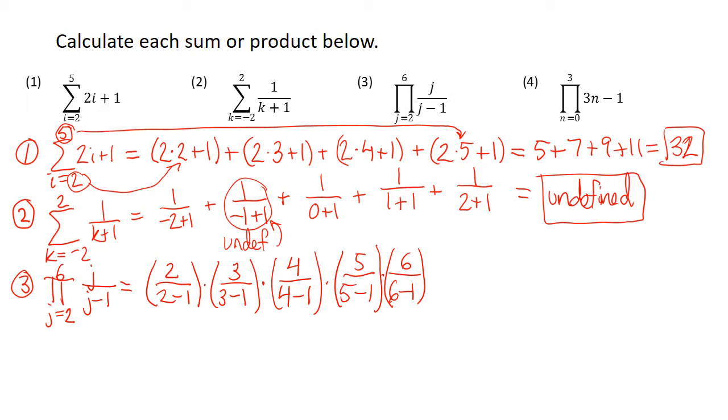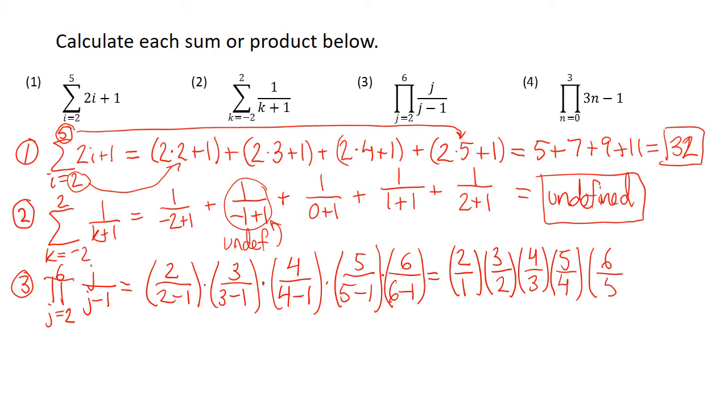Okay, so then we can just simplify this. So this will be 2 over 1, 3 over 2, 4 over 3, 5 over 4, and then finally 6 over 5. And then we're going to get a bunch of cancellations. So let's see, cancel, cancel, oops, cancel, cancel, cancel. So this is actually just 6.